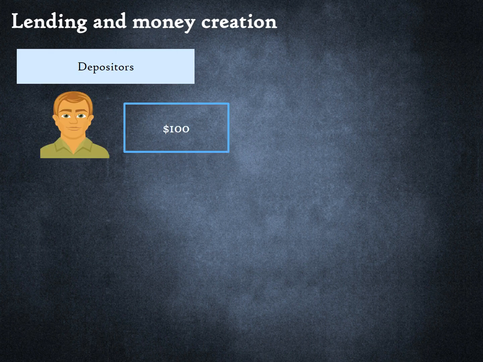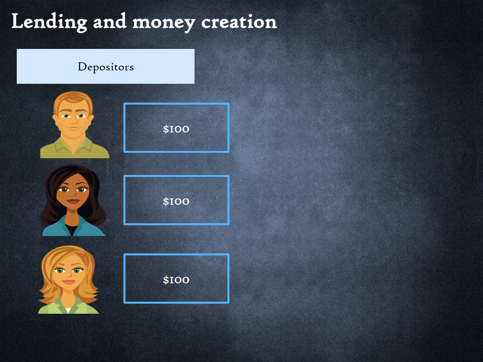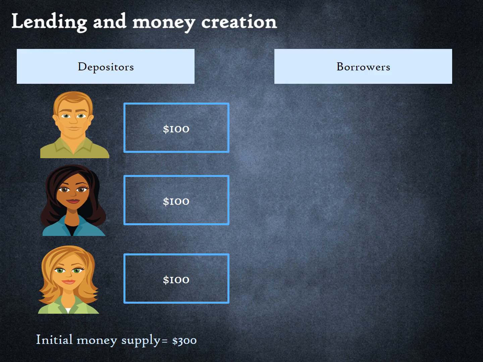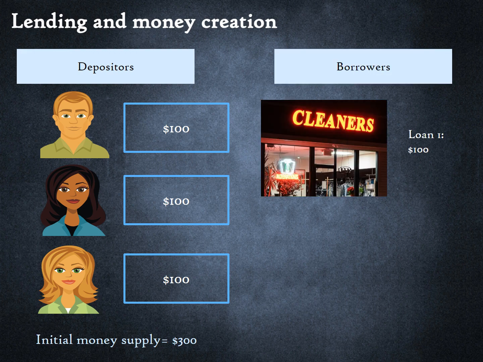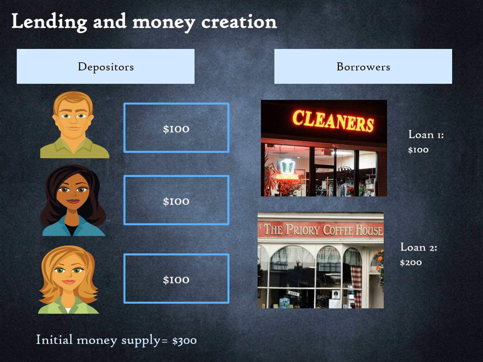Consider three depositors: Tom, Mary, and Alice. Each deposits $100 into their checking account. These three individuals are free to spend this money using checks, debit cards, and electronic wallets. The total money supply is $300. Now, the bank uses part of this money to make two loans of $100 each to two businesses. These businesses can now also spend these funds to meet business expenses. Between the three depositors and two borrowers, a total of $500 can now be spent. By making these loans, the bank has magically increased the supply of money from $300 to $500.